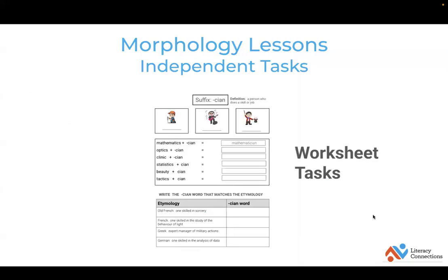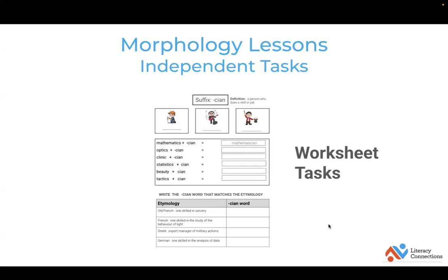So here's an example of a sheet looking at the suffix cian. So we've got some match the word to pictures there. That's just to help a little bit with meaning and spelling, and then word sums. But you can see it gets a little bit trickier because you've got tactics plus cian. So you need to go that it's a tactician. It's not just tactics with cian added in there. So you're going to need a dictionary or online dictionary to help you with that, and write that cian word that matches the etymology. So someone who's skilled in sorcery, what might that be? And they could work together as a kind of we-do-together task in tables as well.